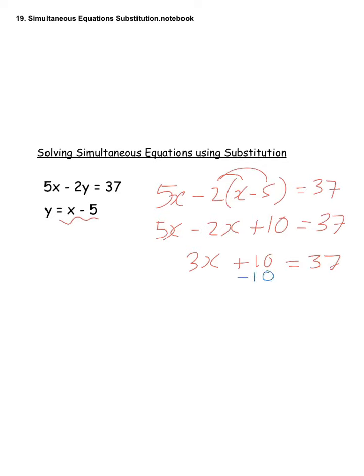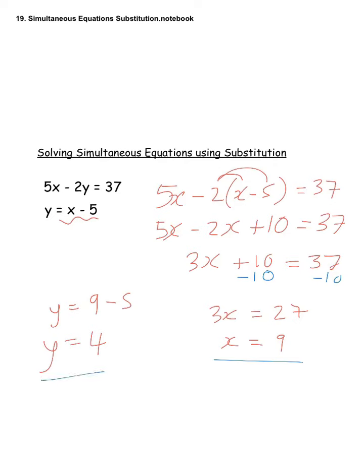Take away 10 from both sides of the equation to keep it balanced, and we get that 3x is equal to 27, and that makes x equal to 9. If x is equal to 9, we can substitute that into the second equation to figure out what y is equal to. We get y is equal to 9 take away 5, which is 4. So our final answer to this simultaneous equation using substitution is that x is equal to 9 and y is equal to 4.